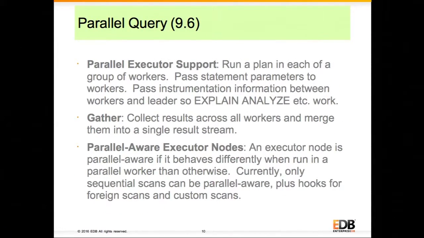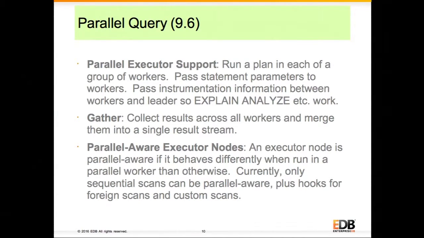And then parallel query, this is the really new stuff that is all new in 9.6. We have some parallel executor support code, which knows how to run a plan in each of a group of workers. It passes statement parameters to those workers. It passes instrumentation between the workers and the leaders so that things like explain analyze work. We've got a gather node, which collects results across all of the workers and merges them into a single result stream. And we've got parallel aware executor nodes.